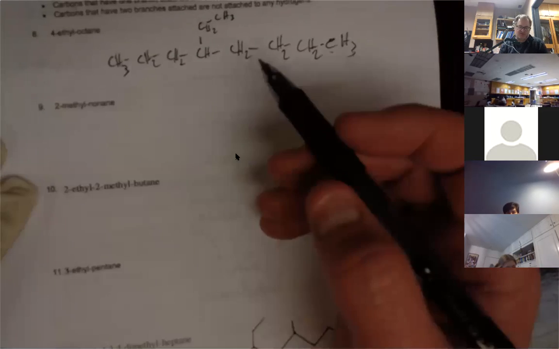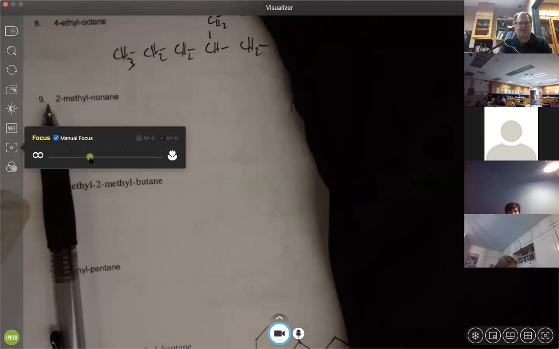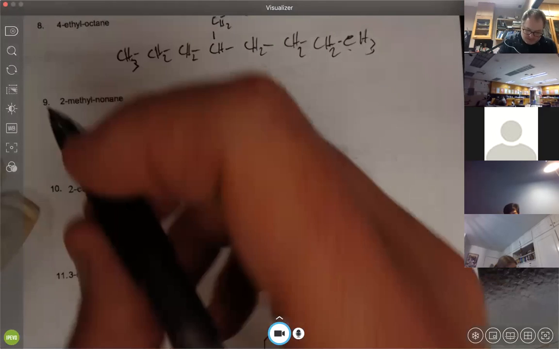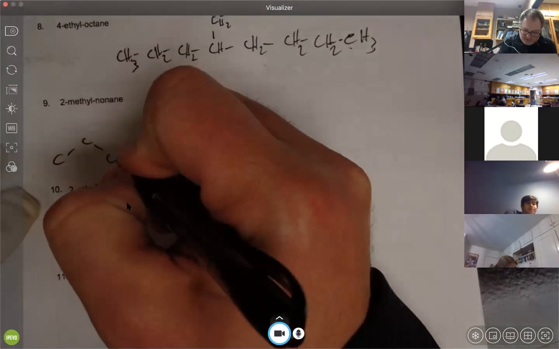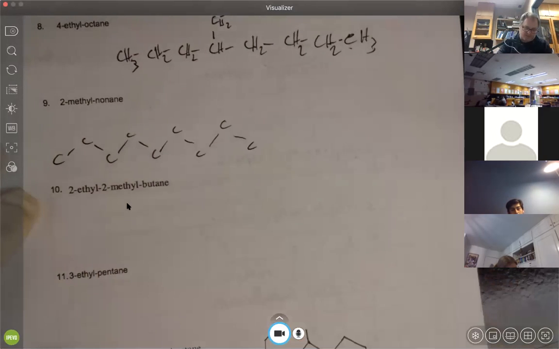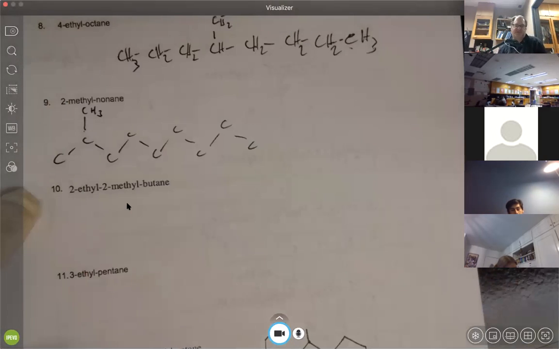All right, so we did show you, and you will be required to use different methods for this. So if I do that's such a long one, 2-methylnonane. See if I can get this a little bit clearer. There we go. 2-methylnonane, 1, 2, 3, 4, 5, 6, 7, 8, 9. 2-methyl, 1, 2, CH3. There's our methyl. So this is a skeleton structure.